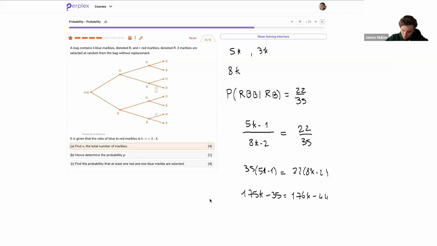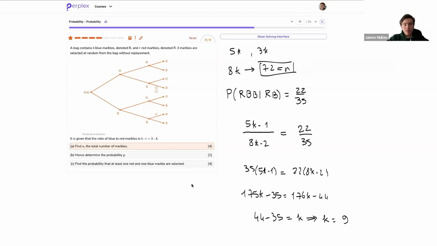All right, and that's great because I have 1K more on the other side, so if I cancel it out, I'm going to have 44 minus 35 is equal to K, and that tells me that K is equal to, this is just 9. Okay, so K is equal to 9. And I know that I have 8K total marbles, so I have 72 total marbles. That's N. That's the answer for part A.